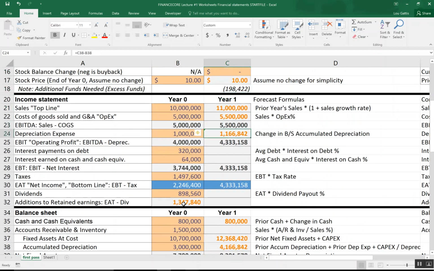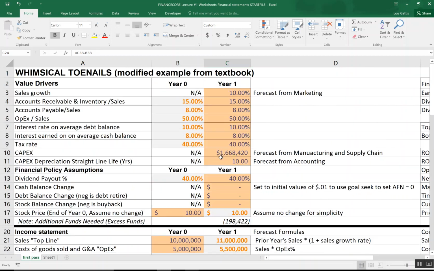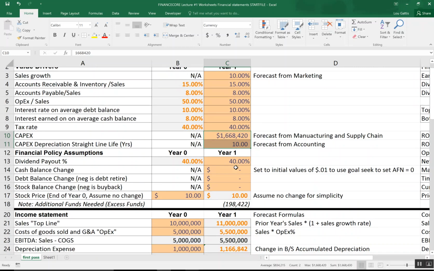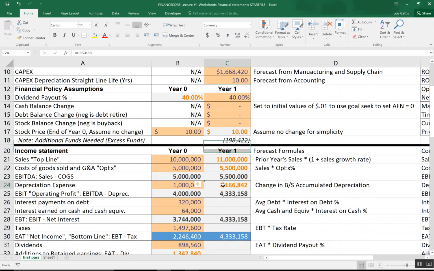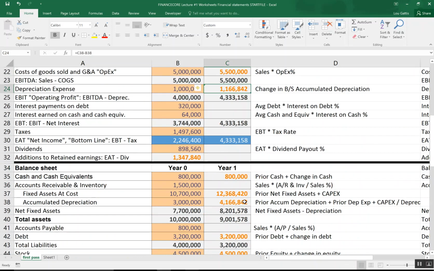Now, where did this number come from? Well, last year was $1 million expense. So if we are continuing to depreciate our assets at the same rate, you would expect it to be $1 million this year. However, we purchased $1.6 million of CapEx. It's going to be depreciated over 10 years, so 10% of 1.6 million, 160,000, that's what's going to be added to last year's, and that's all done in this calculation here.